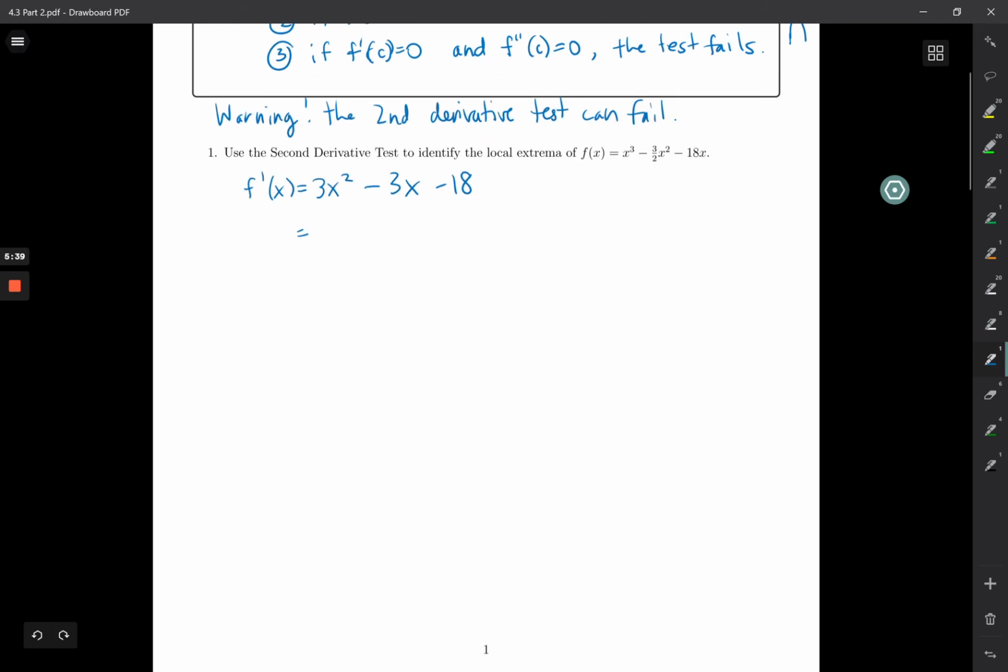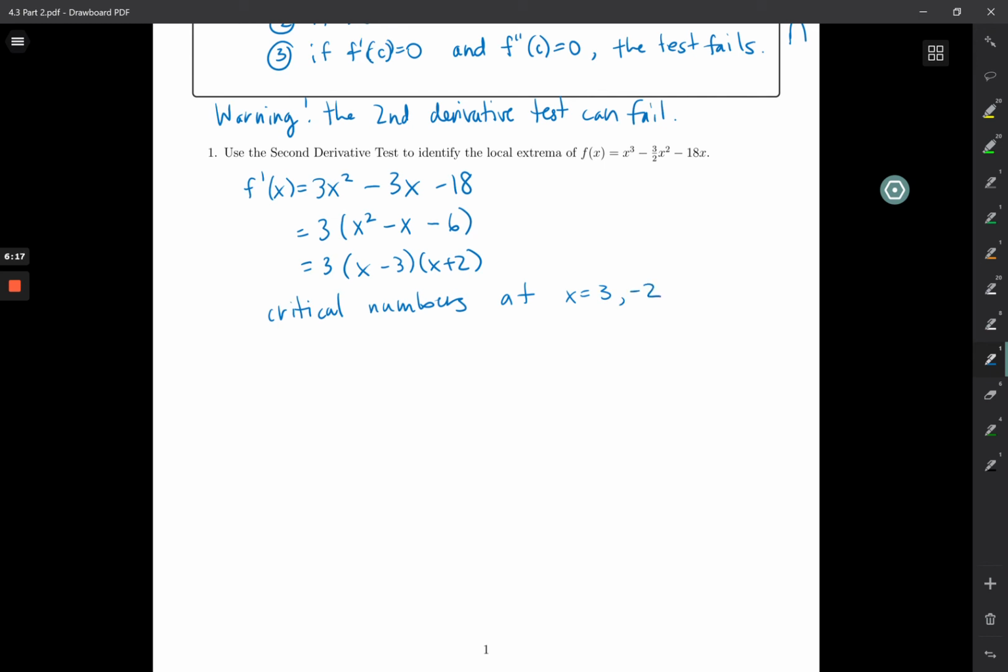Probably don't need to do that. So I can factor out a 3 first. I get minus x minus 6, and then we can factor this into minus 3 plus 2. And so our critical points, or critical numbers, are going to be these two roots, and those will be 3 and negative 2, right?